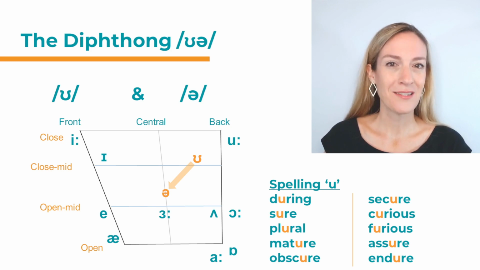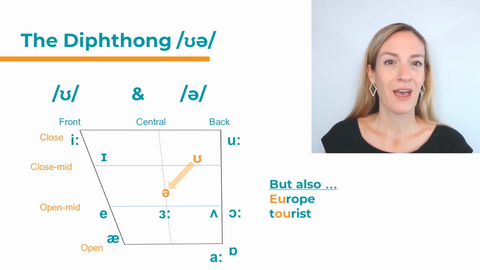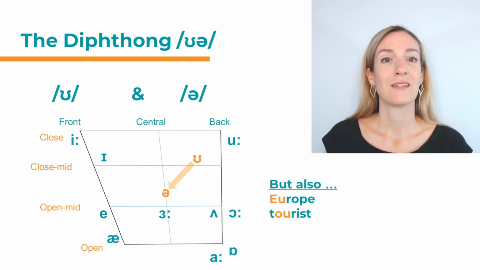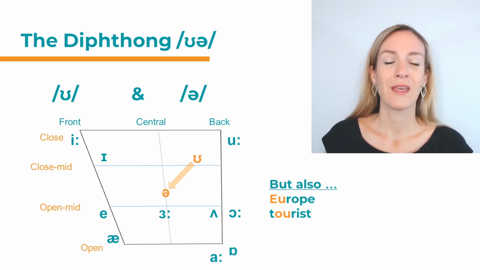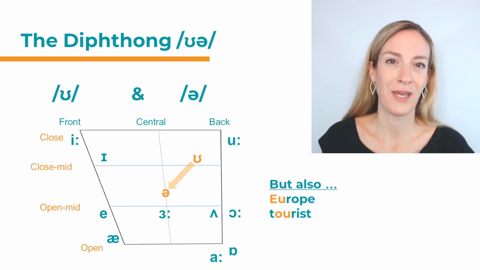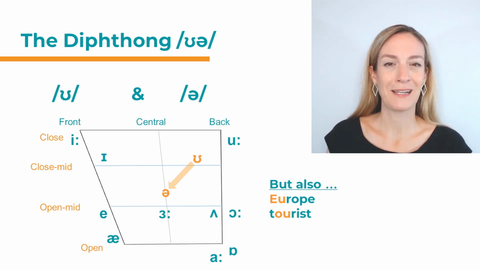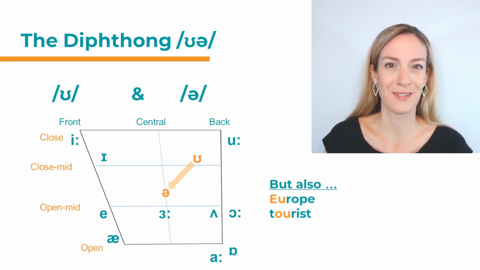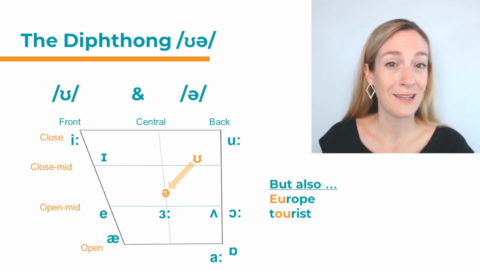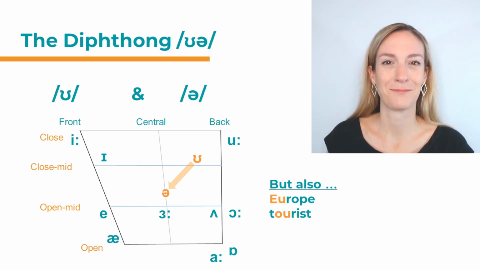Now, there are some exceptions. We also had these two words earlier, Europe, and here the spelling is really an EU, and then another word is also tourist, and here we have the spelling OU. So the sound can sometimes also be spelled in those ways. But if you know a little bit about English, you probably know that Europe and tourist are not originally English words, and that is probably also why we have slightly different spelling patterns here.